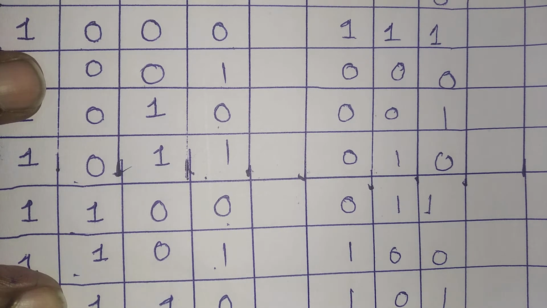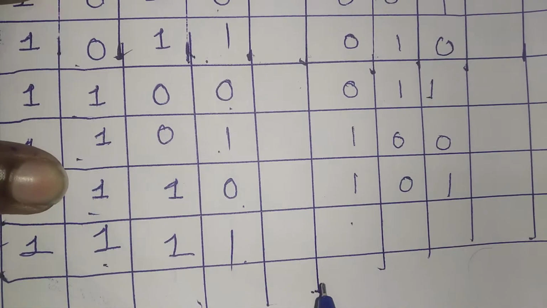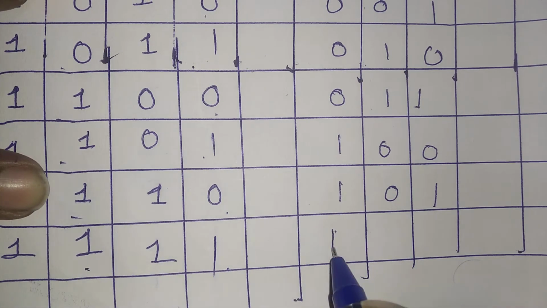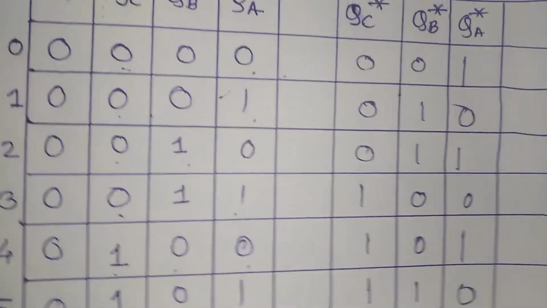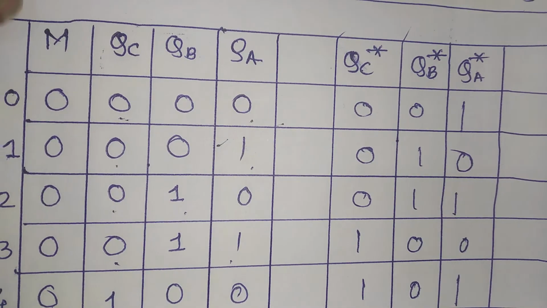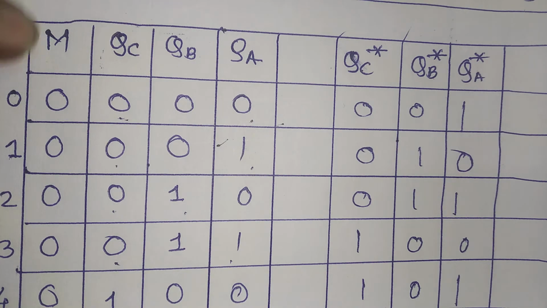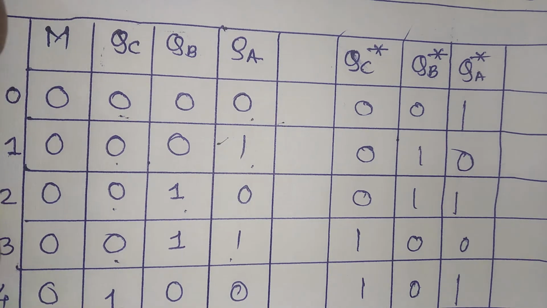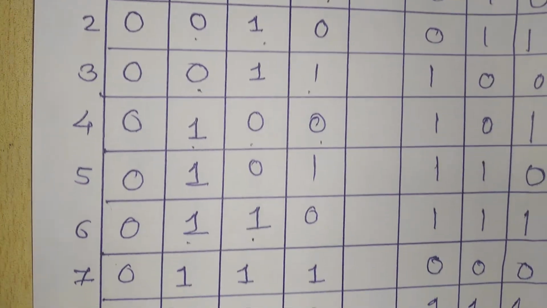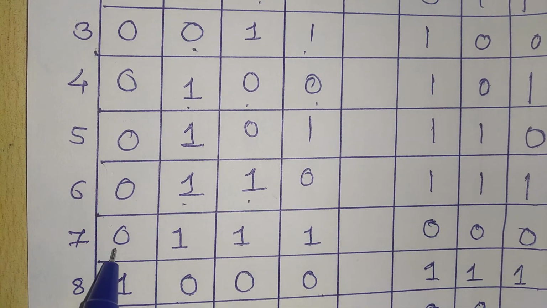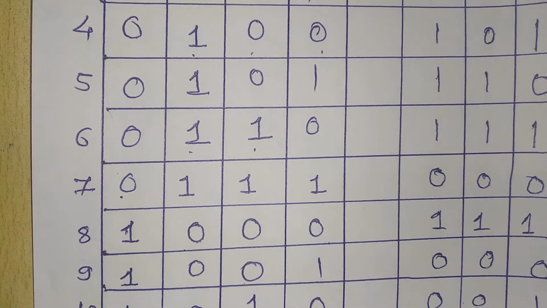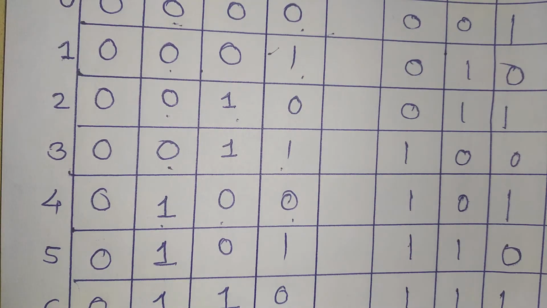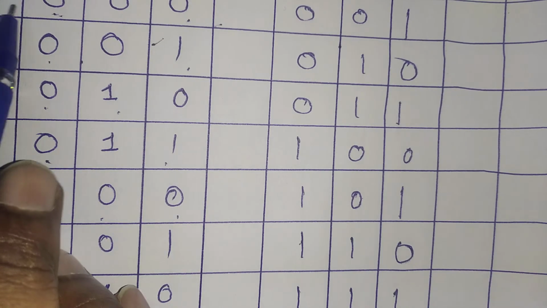If there is a 7, next state is 1 1 0. So, in this case we have written m equal to 0 from 0 to 7. You can see from 0 to 7 I have taken m equal to 0, and from 8 to 15 I have taken m equal to 1. So, 1 is for down counting and 0 is for up counting.